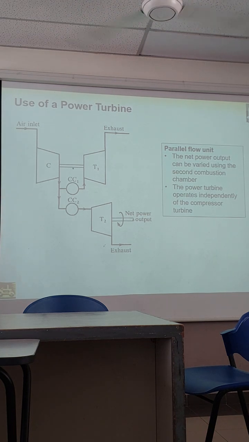So the power turbine operates independently of the compressor and turbine. Actually, in the earlier one, the first turbine was used to drive the compressor, then the second one is for net power. But now we use two combustion chambers instead. So again, it's just a variation of what you have learned, just a different type.